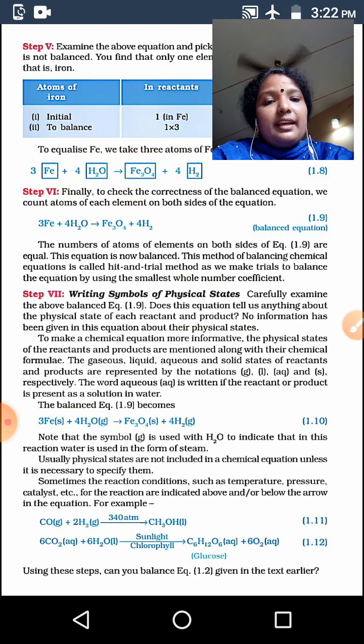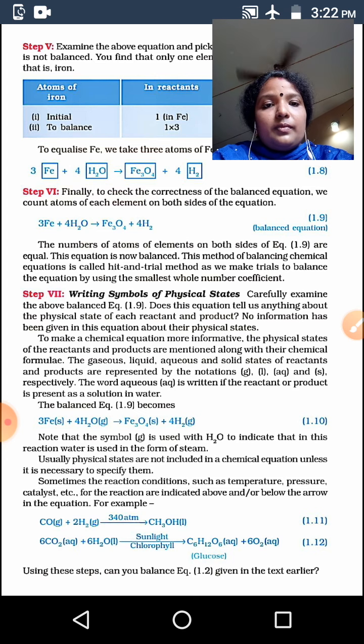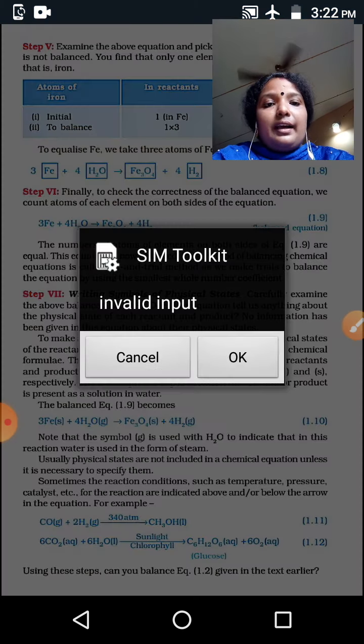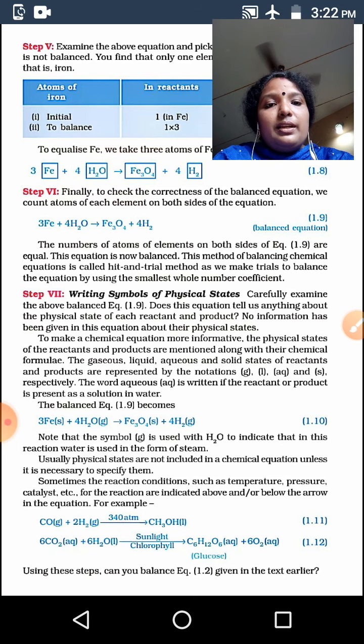After that we take hydrogen atoms and make the number of hydrogen atoms equal on both sides. And at last we select iron, and we make the total number of iron, oxygen and hydrogen equal in the product side and the reactant side. The equation will be balanced.